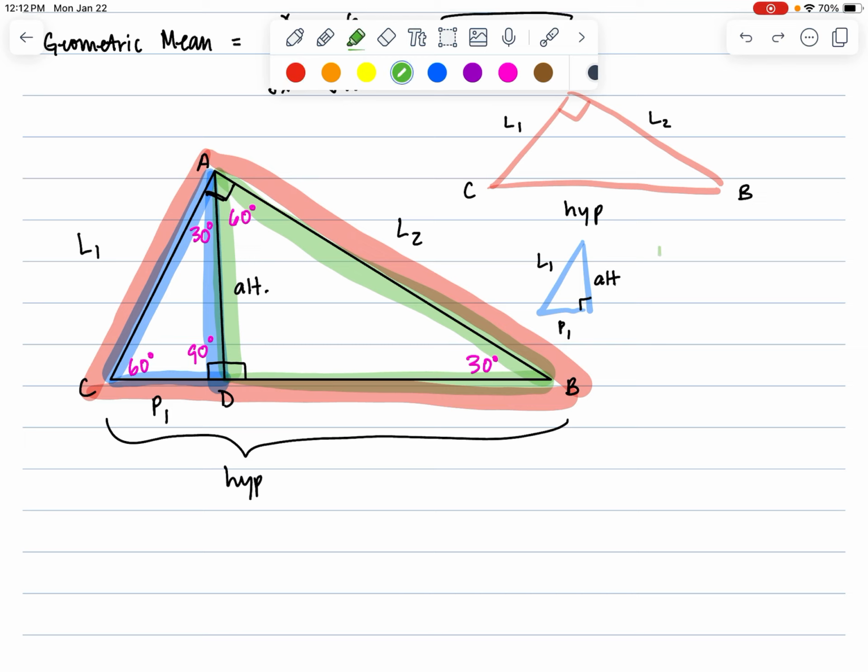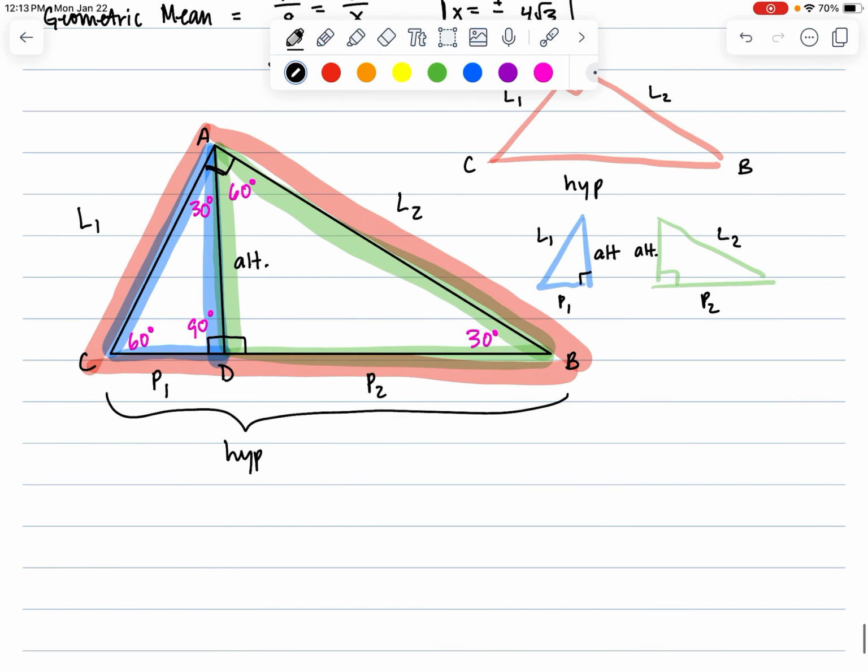Now let's do the green. Green triangle as so. And we could label all of these parts accordingly as well. The giant side is L2. The hypotenuse according to this anyway. We only have part of this hypotenuse, so we're going to call this part 2. And notice L1 matches up with part 1, leg 2 matches up with part 2. So we're going to call this part 2, and then this again is the altitude.